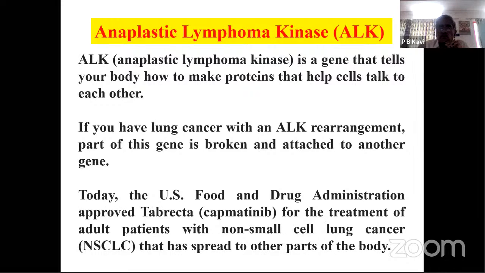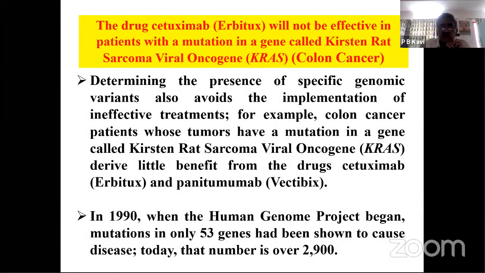So in such a case, doctors cannot administer any drug that they feel like. First of all, they have to test whether ALK is mutated or whether it is normal. Today, the US Food and Drug Administration approved a drug called capmatinib. This capmatinib would work for the treatment of adult patients with non-small cell lung cancer that has spread to other parts of the body also. This drug would not work where a particular mutation or DNA variation is not there. In other words, genome sequencing is very, very important before we administer the drug.